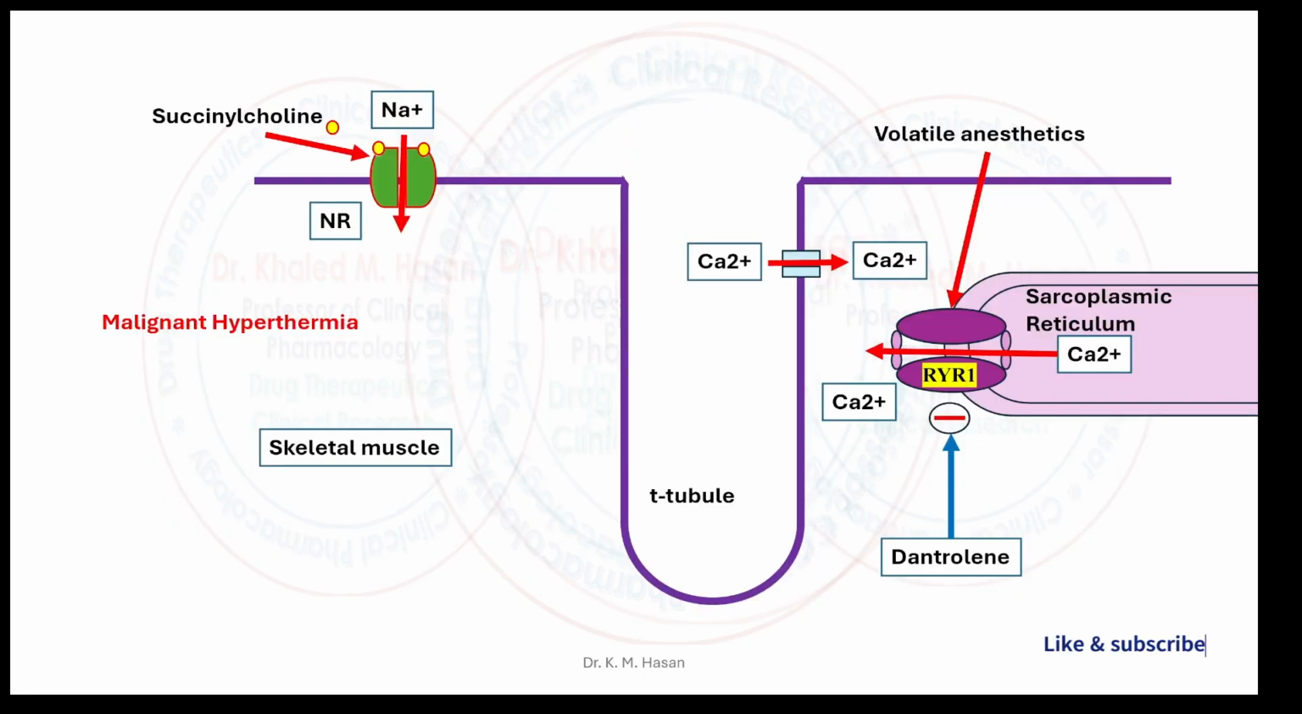Okay, this image explains what happens when you prescribe succinylcholine to your patient or volatile anesthetics such as halothane. You can see here that succinylcholine activates and then blocks the nicotinic receptor, may cause malignant hyperthermia, and allows calcium to enter the cell. What else? Also, the sarcoplasmic reticulum starts releasing calcium through the ryanodine receptor into the cell. This will lead to a large amount of calcium in the skeletal muscle. This will cause muscle rigidity and hyperpyrexia.